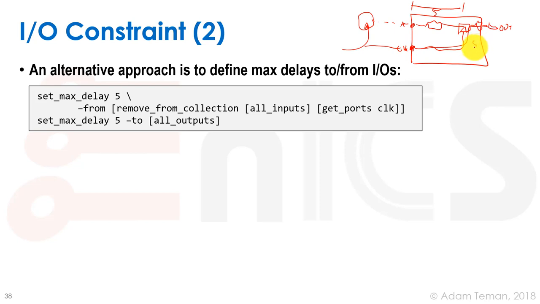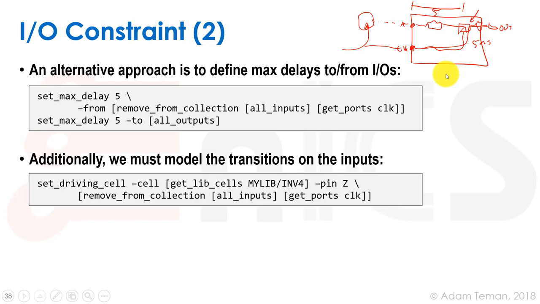That should take no more than 5 nanoseconds. It would be better to make it from the Q of the flip-flop to out, but that's a possibility. Additionally, we must model the transitions on the inputs. So one of the things here is, what is the transition of this node A here? Is it something that goes up? Ideally, that brings us to the same problem with the out of table.